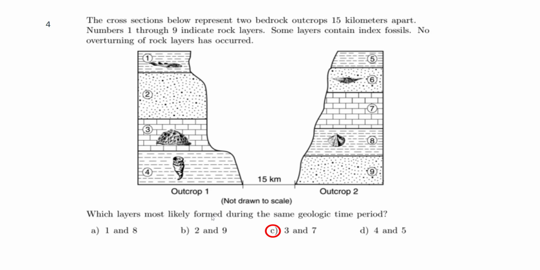The reason it's not 2 and 9 is because 2 got deposited a lot later than 9, and 9 was deposited basically before everything else. The reason it's 3 and 7 is because they were deposited around the same time, and the reason it's not 4 and 5 is because 4 got deposited a long time before 5. 5 got deposited around the same time as 1. So always start from the very bottom.